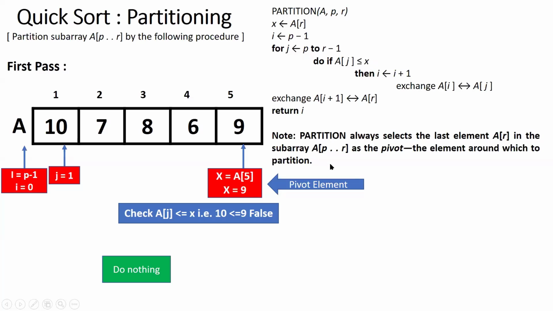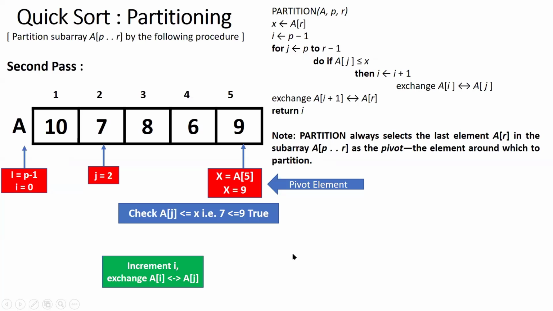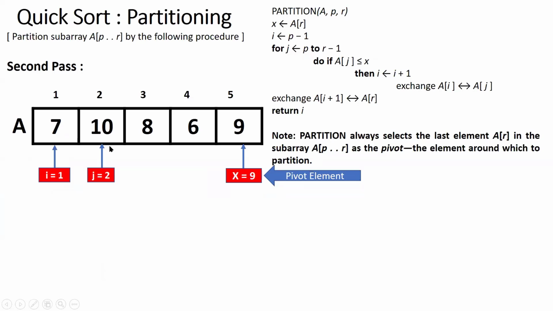Clear? X is 9. But in the second step, what happened? 7 is less than X. Clear? Then there will be a change. I is equal to I plus 1. So I was 0, and it will be incremented by 1. Exchange A[I] with A[J]. So what did we do? We exchanged A[I] with A[J], both were exchanged. Now 7 is here and 10 is here. Clear?